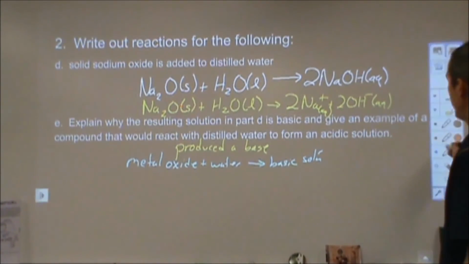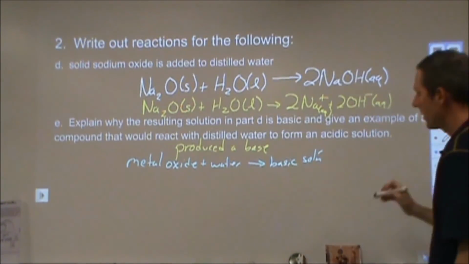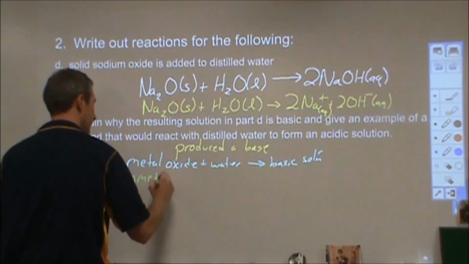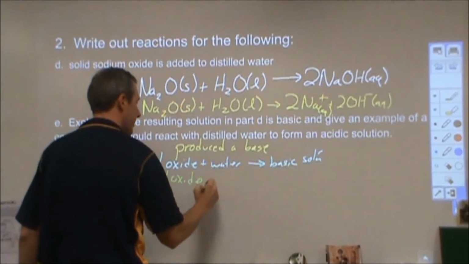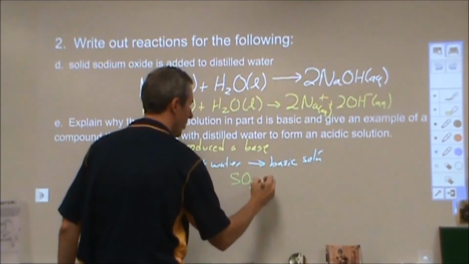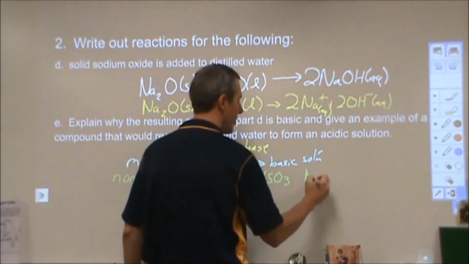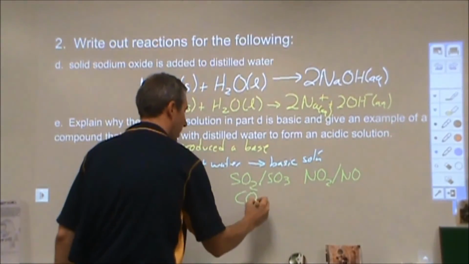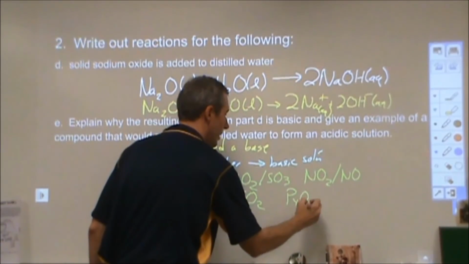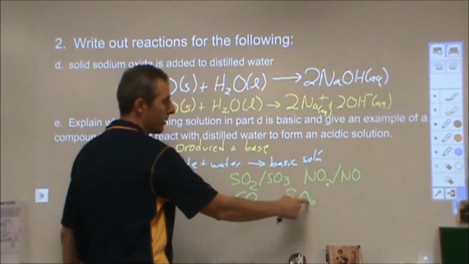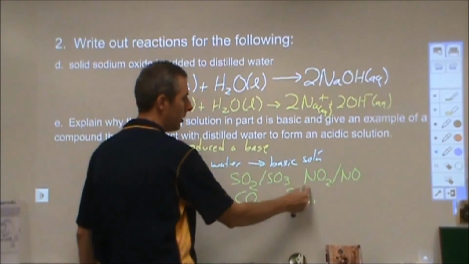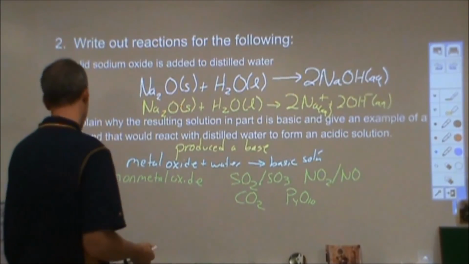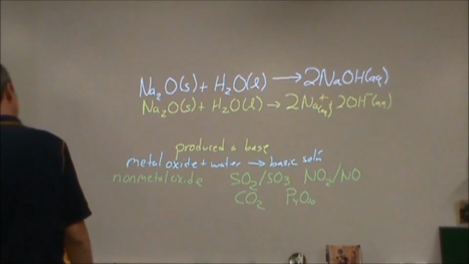Give an example of a compound that would react to form an acidic solution. We're looking for then a nonmetal oxide. So some chemicals that you might throw out would be SO2 or SO3, NO2, and NO, CO2 will form carbonic acid, P4O10. You'll notice that all of these are oxides with a nonmetal. Okay. So any of those that you knew would react to form an acidic solution. That would be it.